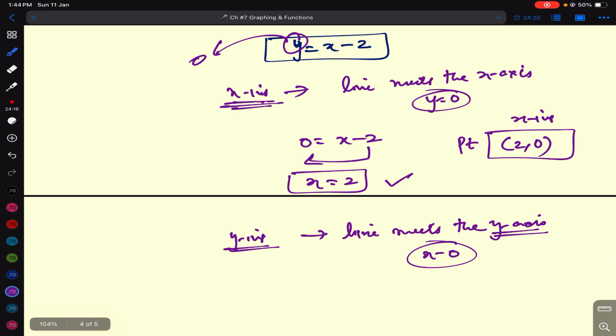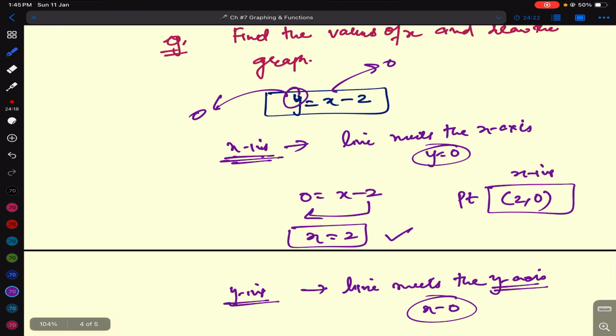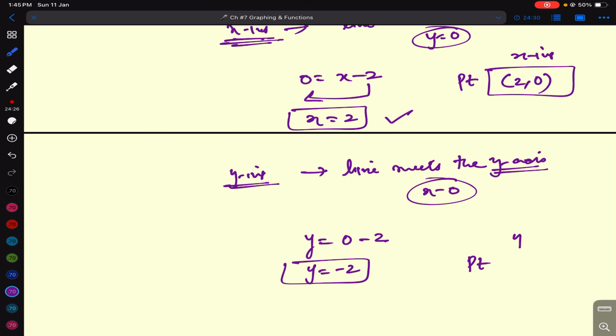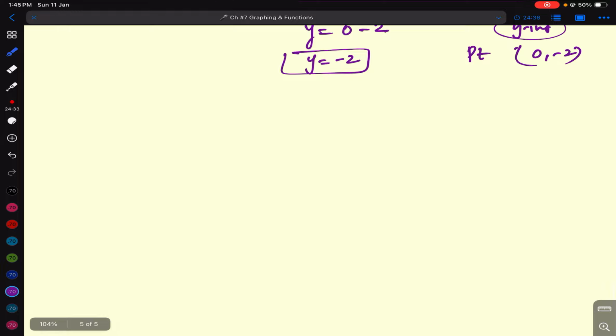So now what we are going to do is put x as 0 in the equation. So this becomes y is equal to 0 minus 2, so y becomes negative 2. So the point which is your y-intercept becomes (0, -2). Clear? Now let's draw the graph.